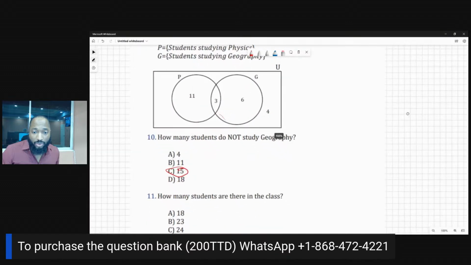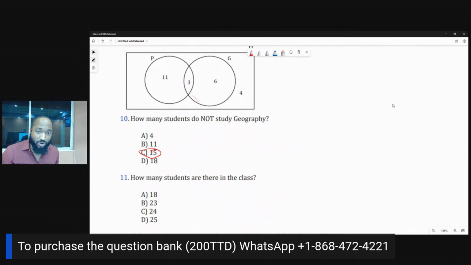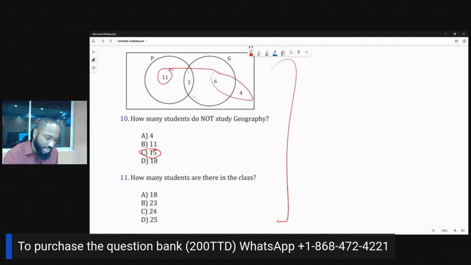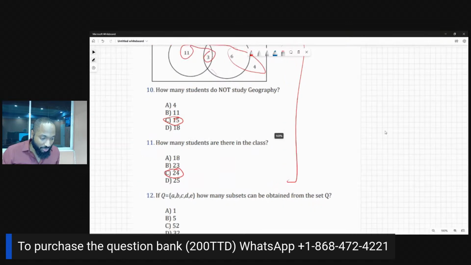How many students are there in the class altogether? Well, more easy thing. If they give you these kind of sets, I don't want to hear nobody in this live getting anything wrong. If they give you this type of sets, just get everything right. 4, 6, 3, 11, 10, and 11 is 21, and 3. 24, yeah, 24. So 24.